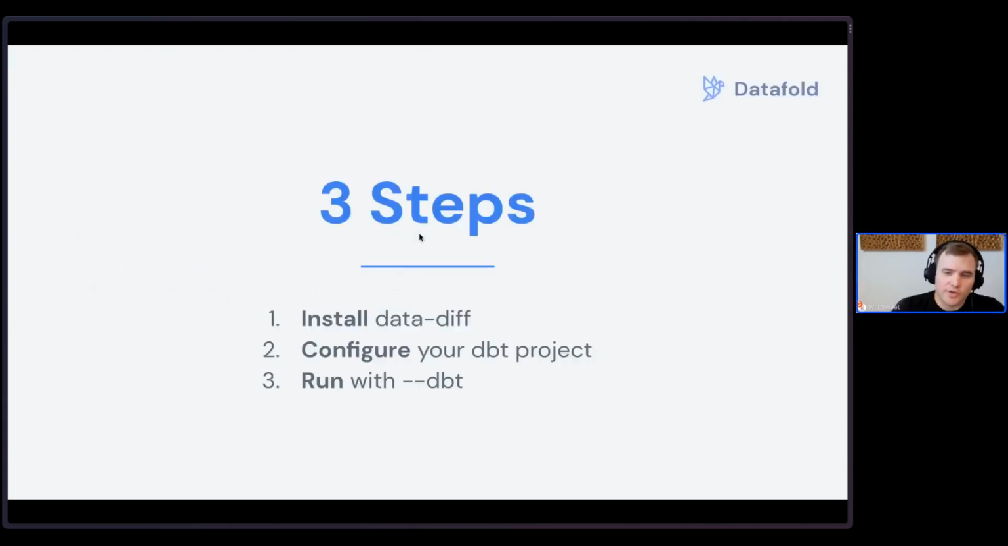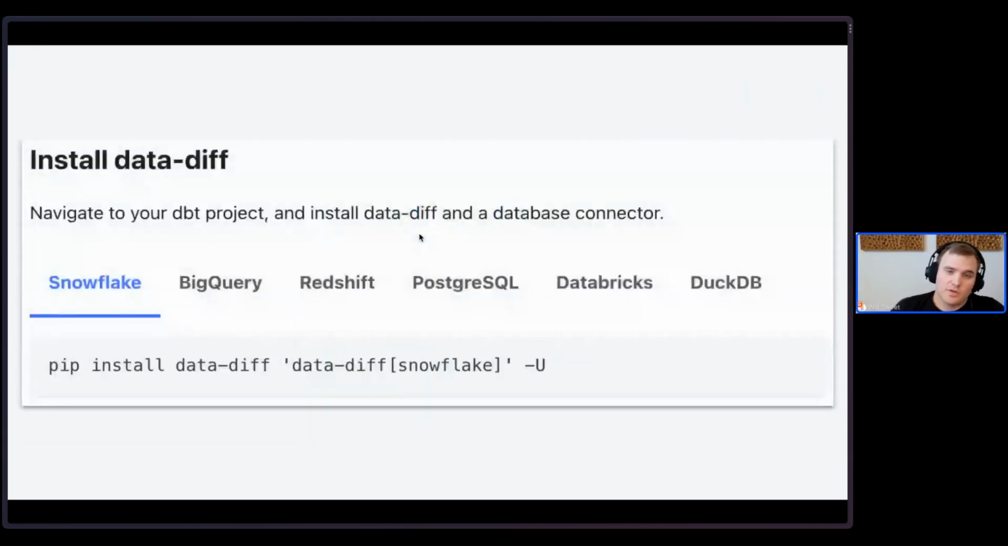And it only requires 3 steps: installing data-diff, configuring your dbt project, and doing a run with data-diff --dbt. So installing, just wanted to put this here because I'm going to call out the databases that we currently support. So we support Snowflake, BigQuery, Redshift, Postgres, Databricks, and DuckDB.